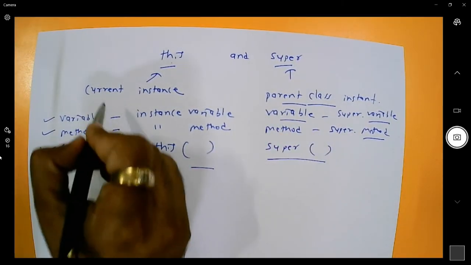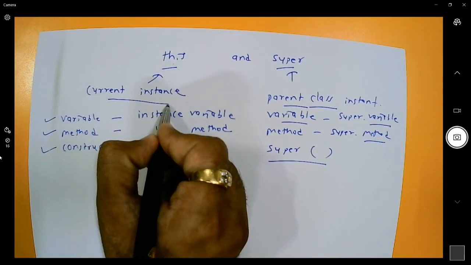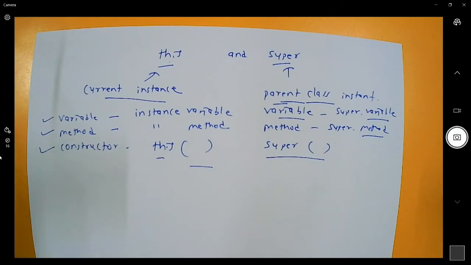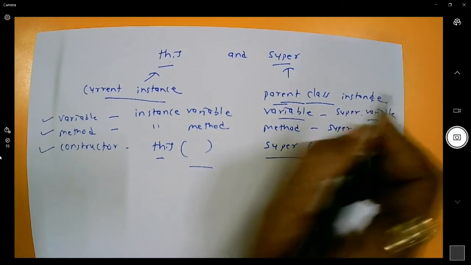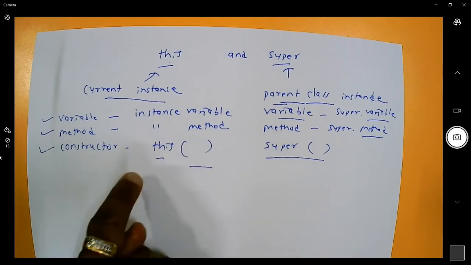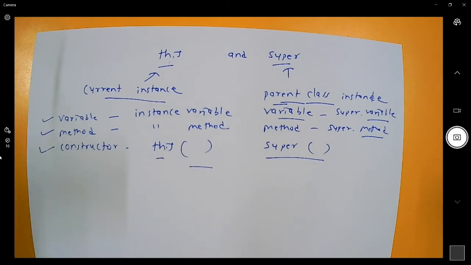In short, using this and super, you can access variable, method and constructor. Using this, you can refer to the current instance. Using super, you can refer to the parent class instance. Let me give an example of how to access the constructor of the current class and the super class.